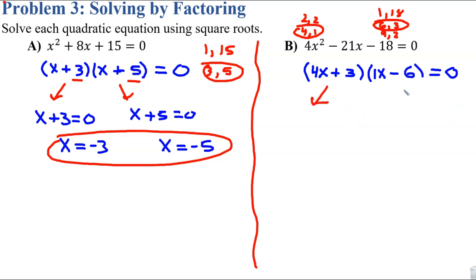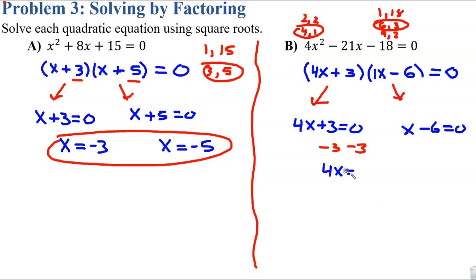And then from there, once again, we can set each of those factors equal to 0. We can say that 4x plus 3 equals 0, and also x minus 6 equals 0. And solve each of those factors equal to 0 separately. For the first one, we'll subtract 3 from both sides. That'll give me 4x is equal to negative 3. And then divide by 4. So we end up with x equals negative 3/4. And then for the next one, we can add 6 to both sides and just end up with x equals positive 6 as my second solution.